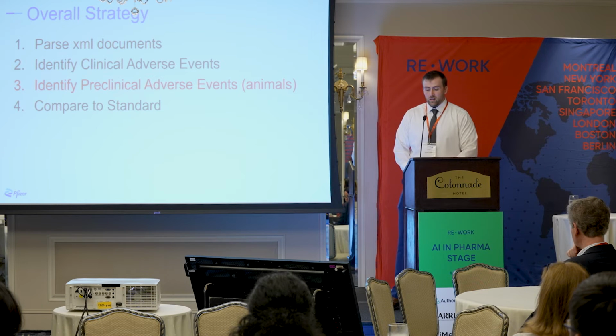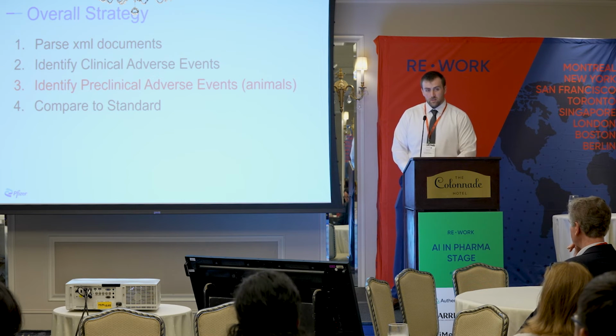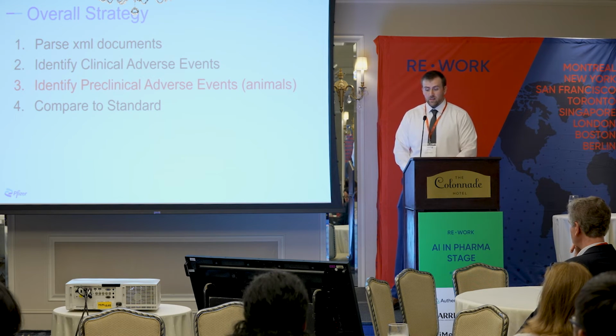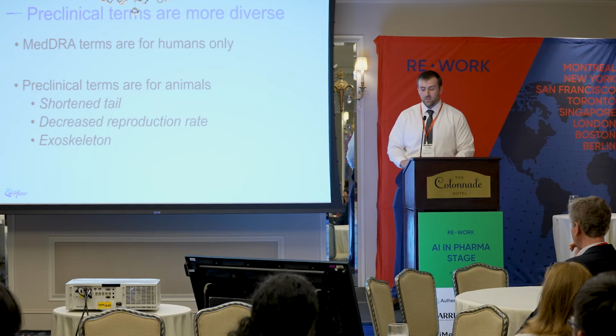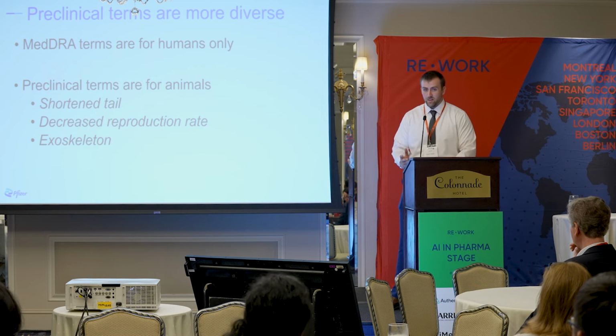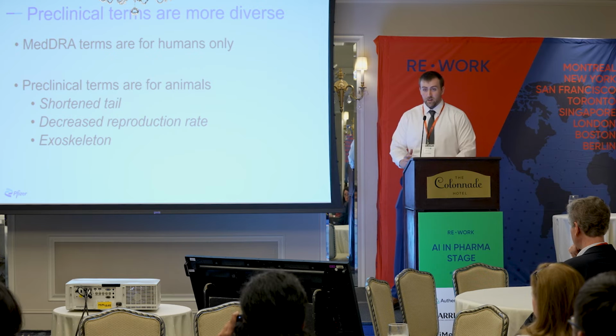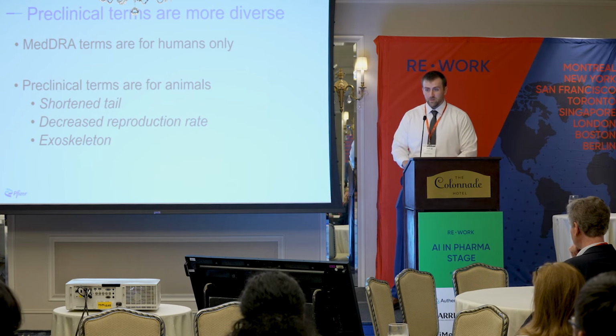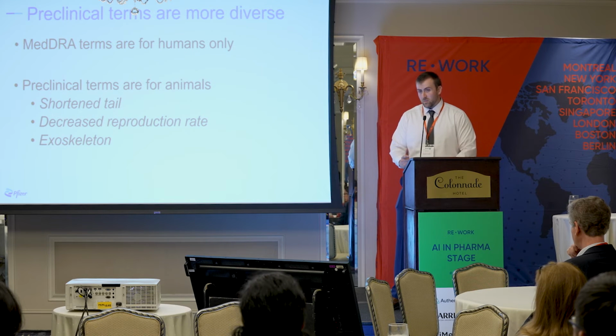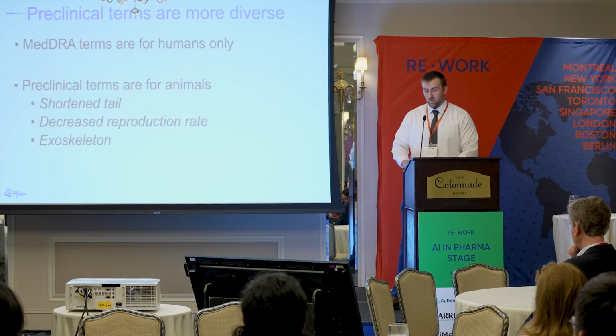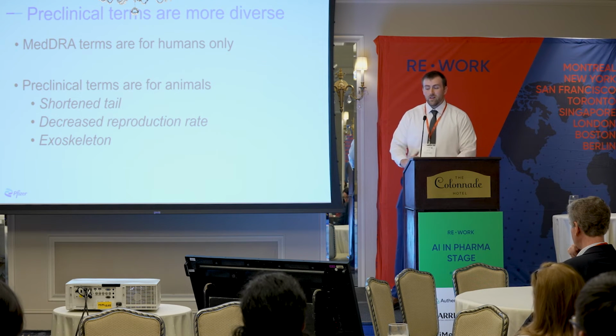Moving from the clinical adverse events, we started to look at the preclinical adverse events, which are animals. What we found was that MedDRA terms are for humans only, and we start to run into a lot of problems when we try to apply that to animal terms. So in the cases of a shortened tail, that's not going to ever occur in any sort of clinical adverse events, a decreased reproduction rate as well, or any sort of mention of an exoskeleton. That's not going to be covered within MedDRA and are not going to be captured within those terms.